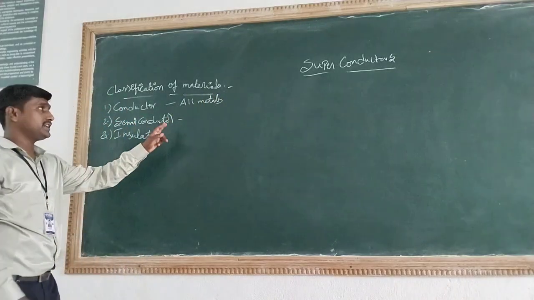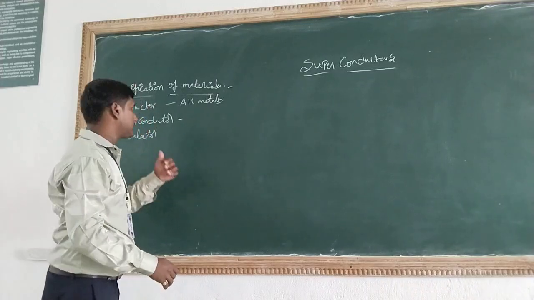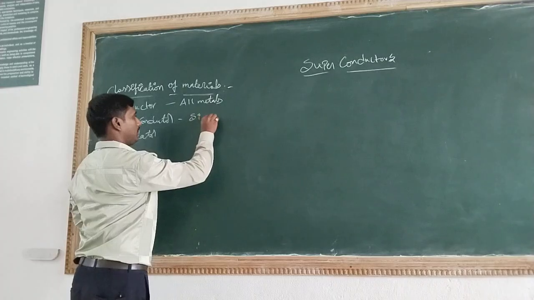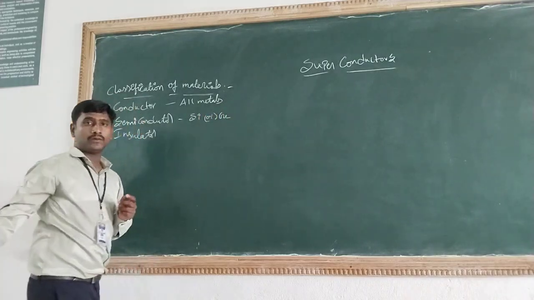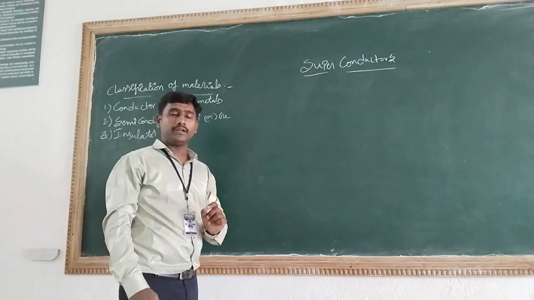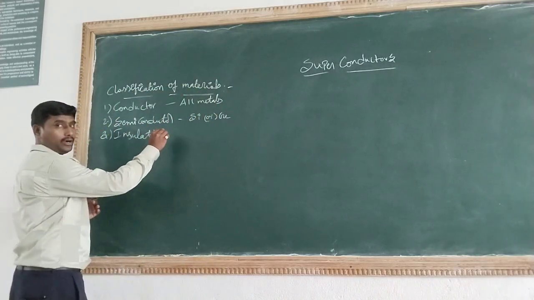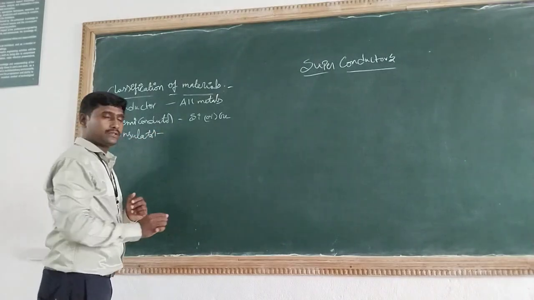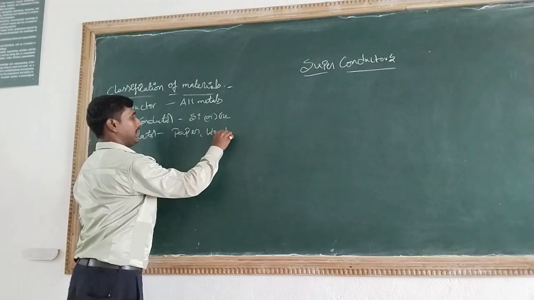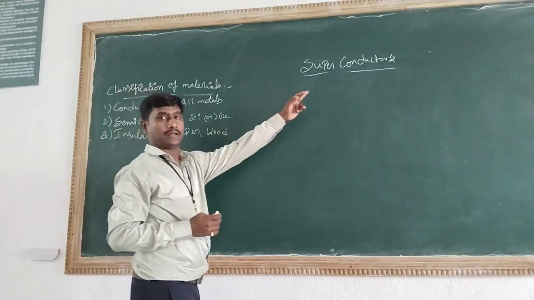If the energy gap between valency band and conduction band is moderate, then those materials are called semiconductors. Examples, silicon or germanium. Insulator. If the energy gap between valency band and conduction band is more, then those materials are called insulators. Example, paper, wood, etc. Then, what is a superconductor?